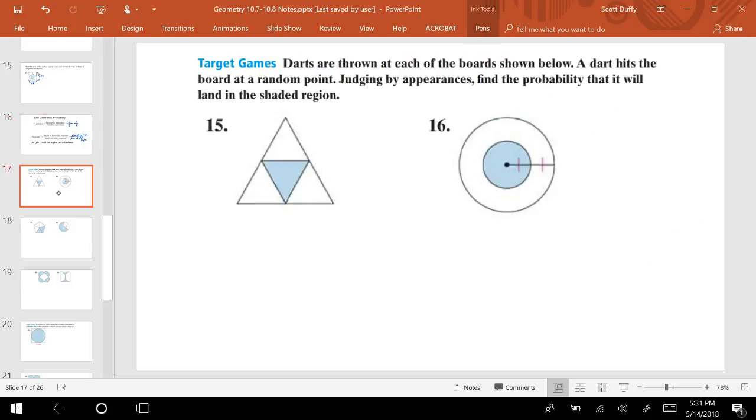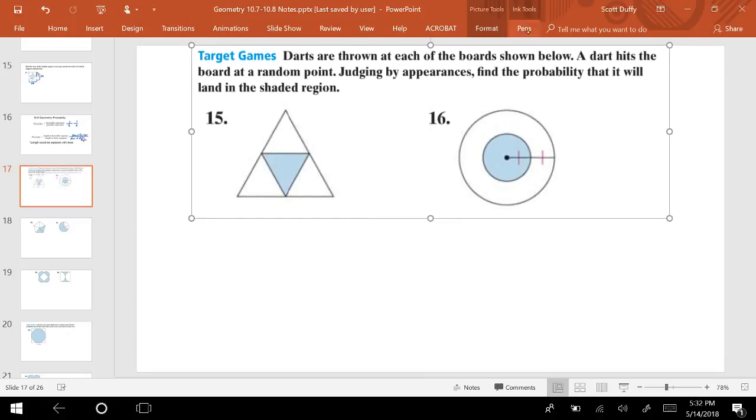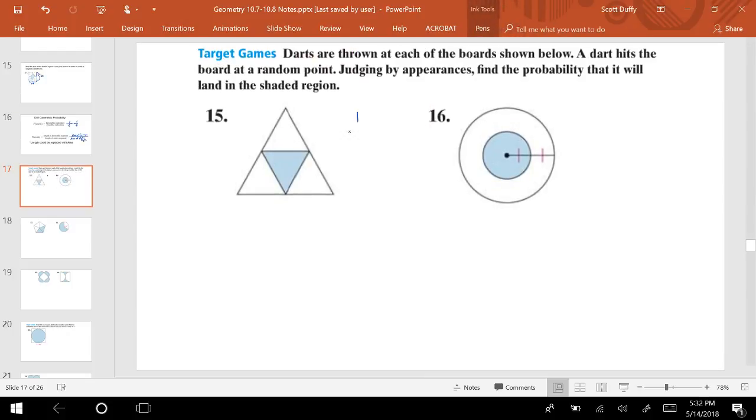So darts are thrown at each of the boards shown below. A dart hits the board at a random point. Judging by the appearances, find the probabilities that it will land in the shaded region. So what we see is that each of these triangles have equal area, and that the shaded region is just one of those areas, but there's total 4. So 1 shaded out of 4 total.